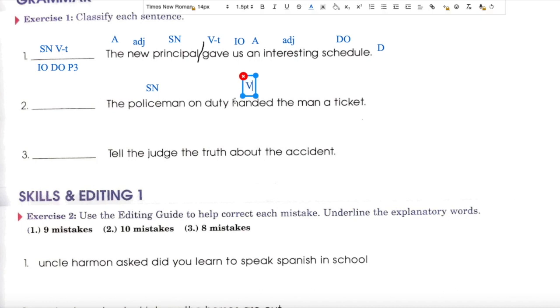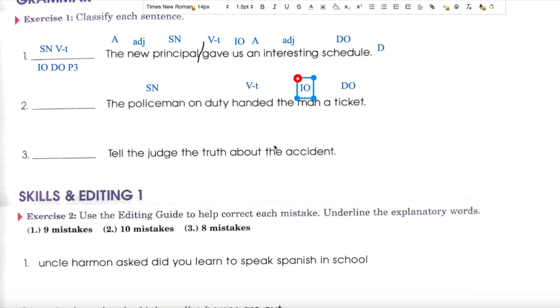Policeman handed what? Ticket. Let's verify the noun. We know this is a noun and this is a noun, but are they the same? No, they are not. So it's a direct object. We know that it's receiving the action and it's in the predicate. That means that handed is a verb transitive. Policeman handed ticket to whom? The man. If you're answering to whom, it's going to be an indirect object, and we know it's in between the verb transitive and the direct object.